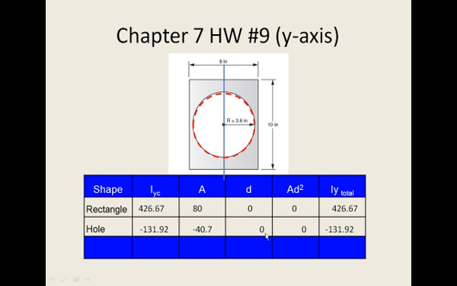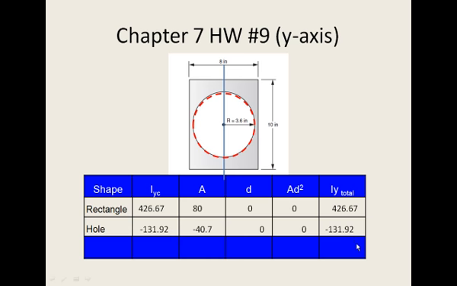The d distance is again 0. The centroidal y-axis of that circle is in the exact same place that the centroidal y-axis of the whole shape is. Therefore, there's no distance in between them. So Ad squared is 0. So I y c plus Ad squared is I y total for the whole.